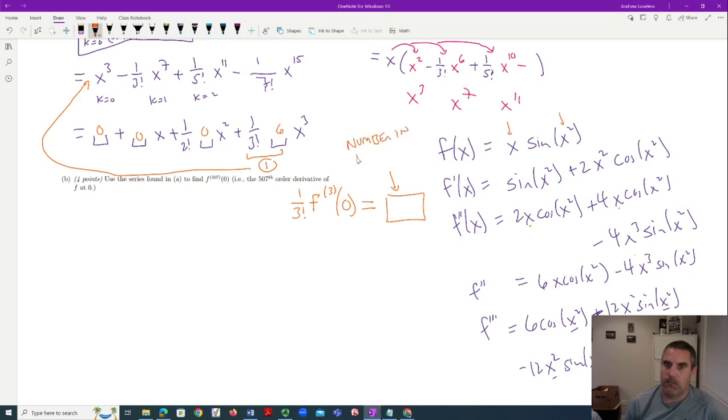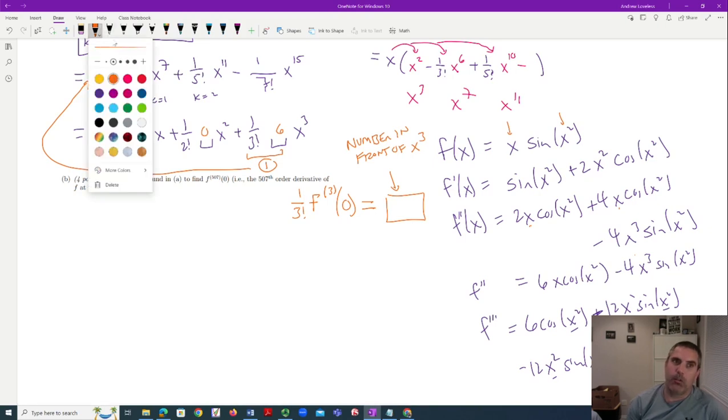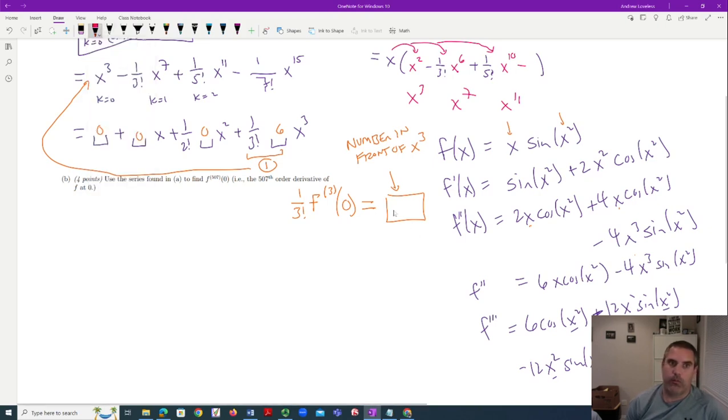in front of x to the third. And we happen to already know that number from before. So we know that that number is a 1. And that allows us, if we wanted to figure out what that should be, that has to be 6. Let's keep going. Let's play the game again.